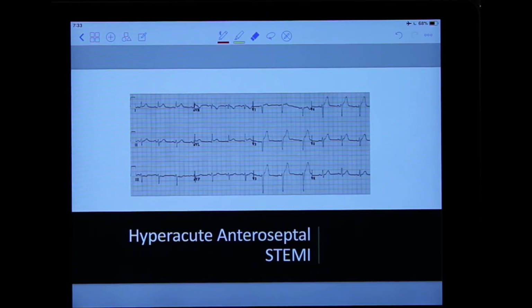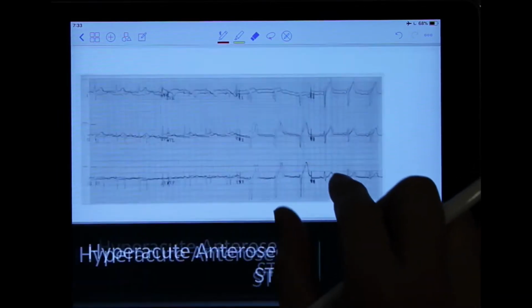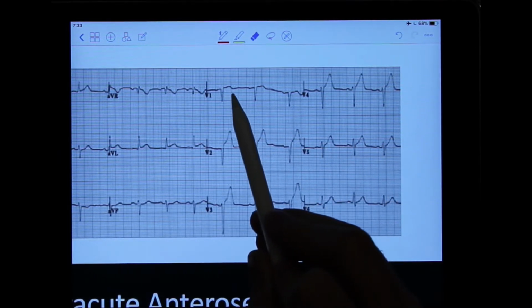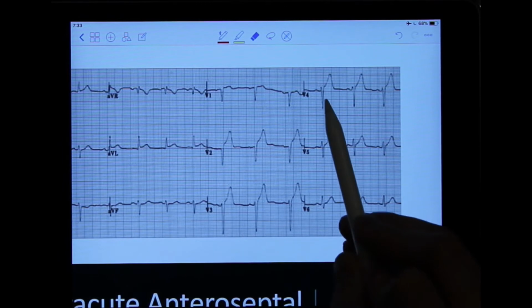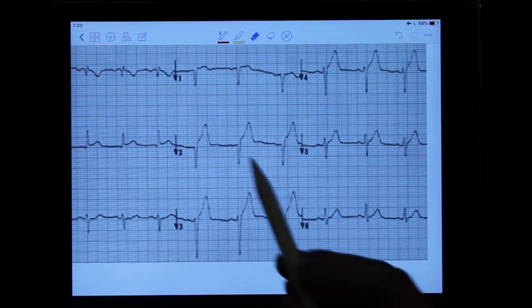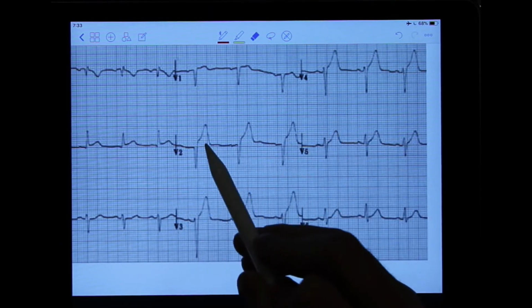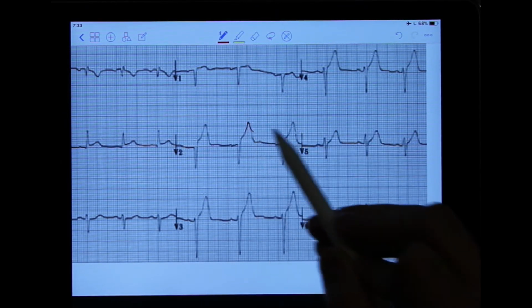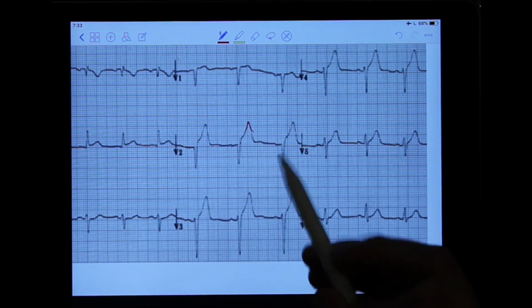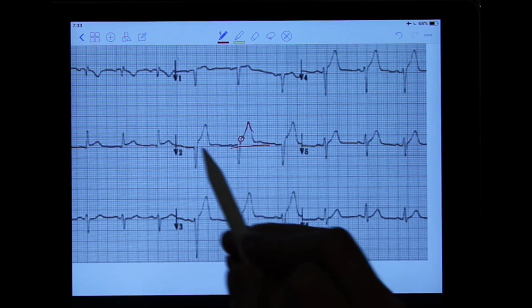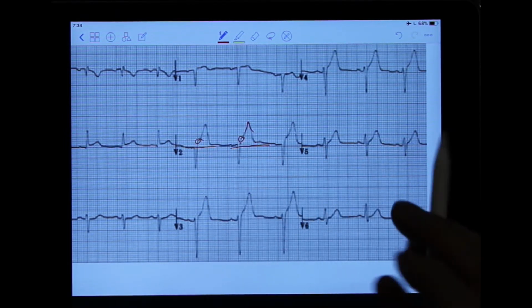Hyperacute T waves are broad-based, symmetrical, peaked, and usually with an increased amplitude. If we zoom in here, we can see that we have ST elevation that is maximal here in the anteroseptal leads, V1, 2, 3, and 4. And we can see the hyperacute T waves we were talking about here in V2, V3, and V4. So very high amplitude. We have a peak up at the top and a broad base. And you can see here a departure from the isoelectric line that is indicative of a STEMI.